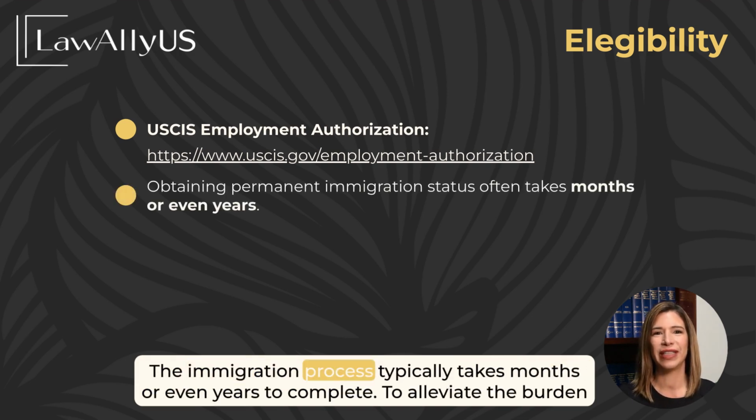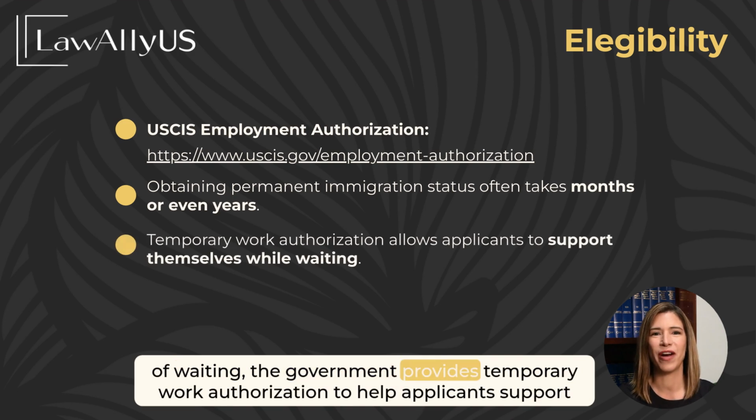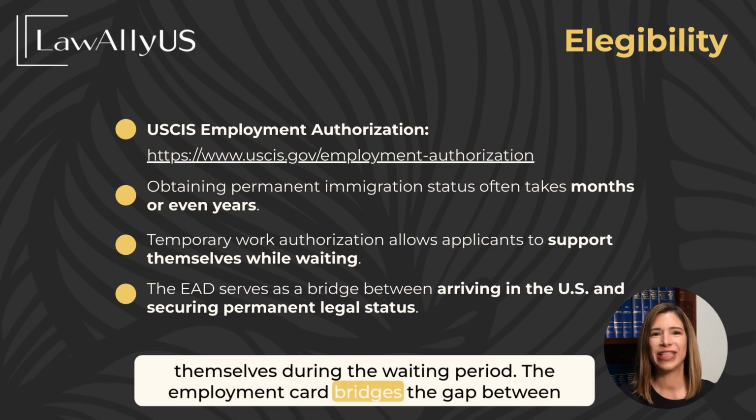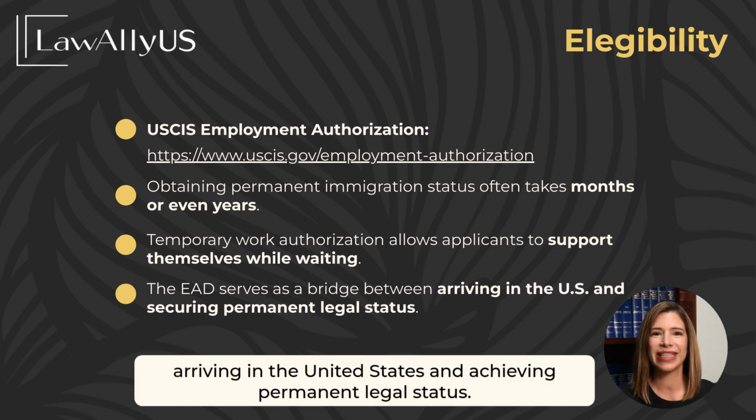The immigration process typically takes months or even years to complete. To alleviate the burden of waiting, the government provides temporary work authorization to help applicants support themselves during the waiting period. The employment card bridges the gap between arriving in the United States and achieving permanent legal status.